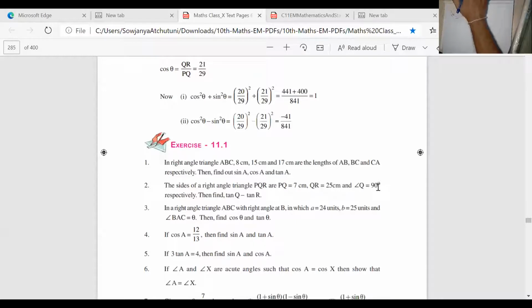Tan Q, Q is 90. So tan 90 is not defined, because it is sin 90 by cos 90, and cos 90 is 0. It's not defined. So we'll find out tan R.